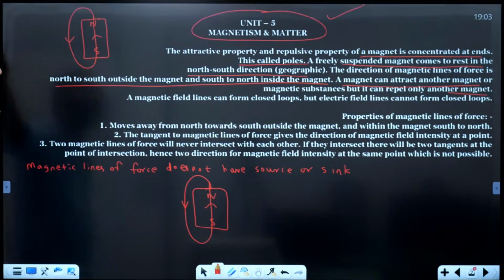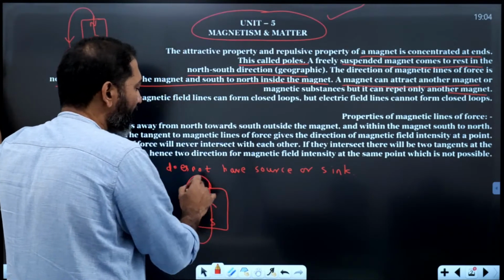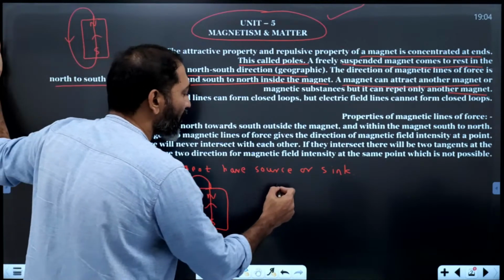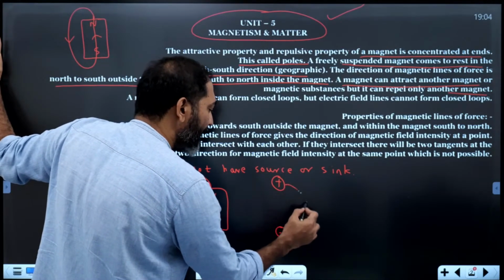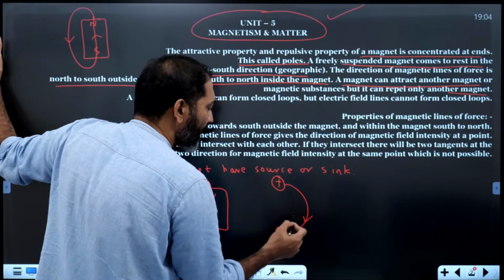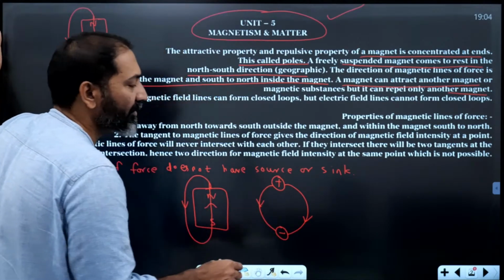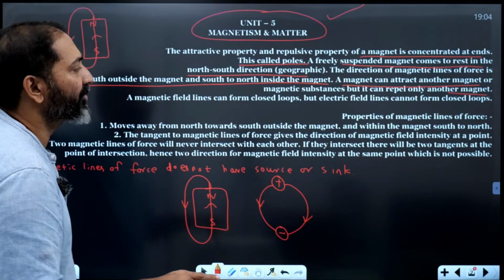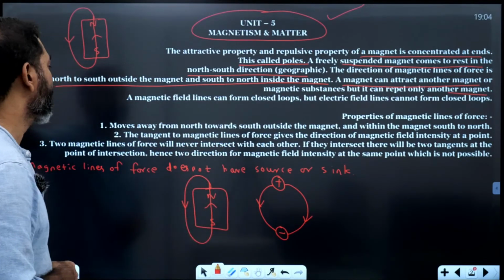Magnetic field lines can form closed loops. But what is the problem with electric lines of force? Their direction is positive to negative, and they never go from negative to positive. So electric lines of force cannot form closed loops, but magnetic lines of force can form closed loops.